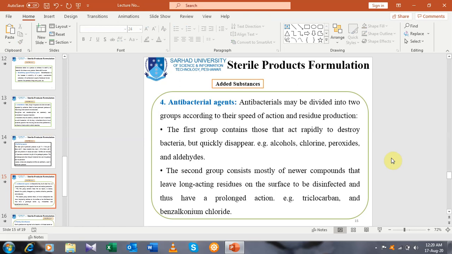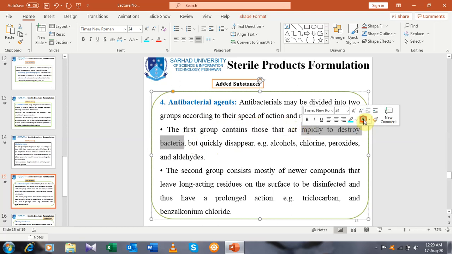Antibacterial agents are also added in the formulation of sterile products. Antibacterial agents may be divided into two groups according to the speed of action and residue production. The first group contains those antibacterial agents that act rapidly to destroy bacteria but quickly disappear. Examples include alcohols, chlorine, peroxide, and aldehydes. These are the types of antibacterials responsible for rapidly destroying bacteria.